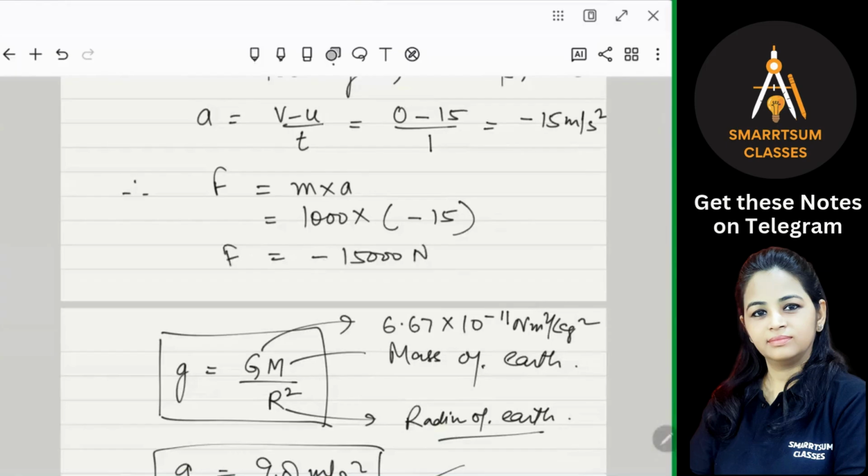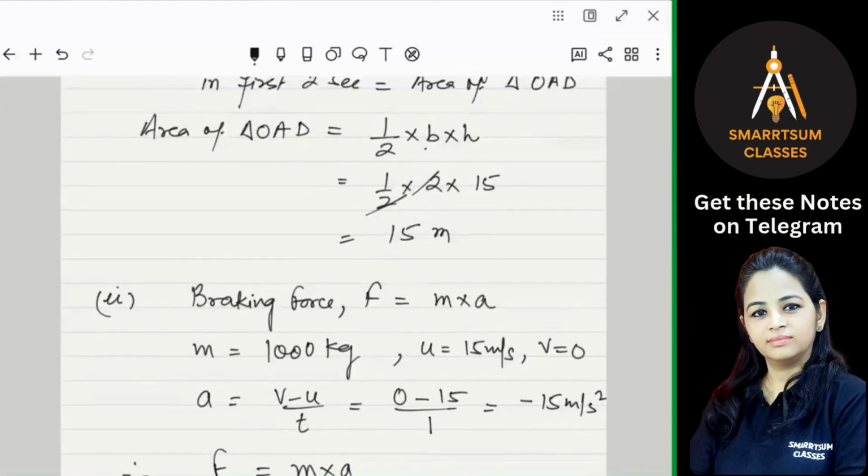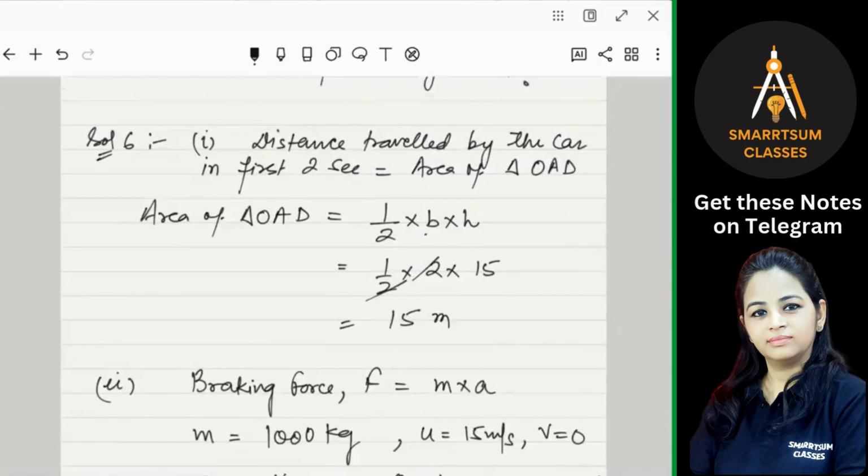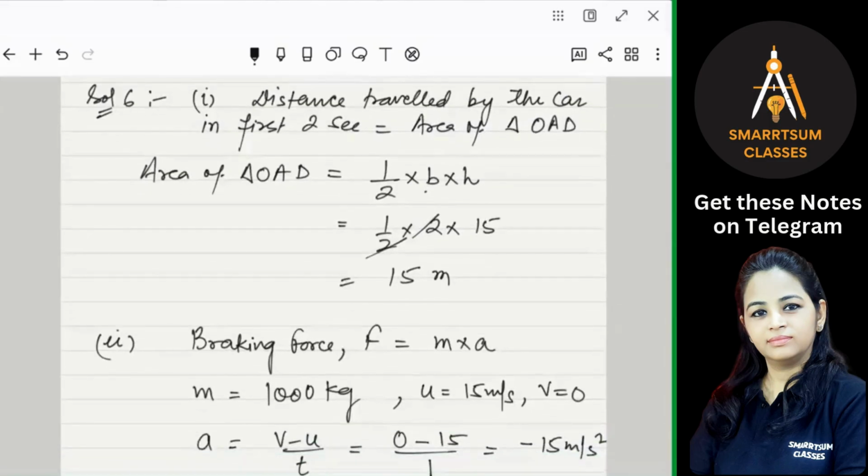So what is the braking force? Braking force is minus 15,000 Newton. This negative sign shows that the direction of the force is opposite to the direction of the motion. Is that clear? Yes or no? So in this way, we can find the distance traveled and the braking force. Is that clear? Tell me, is that clear or not?